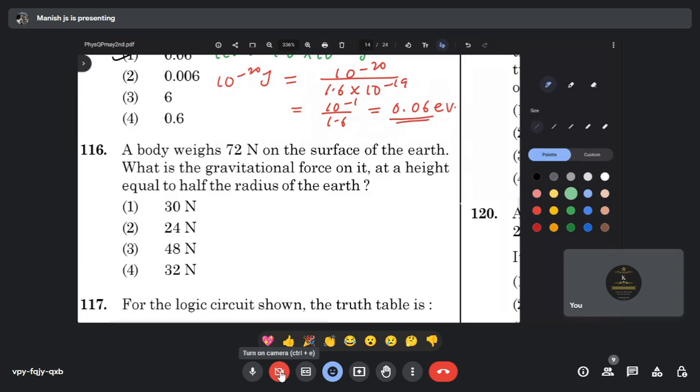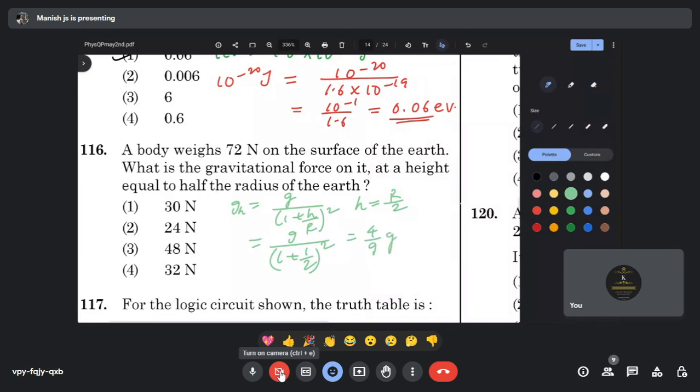Once you got the mass, then you find out what is the acceleration due to gravity at a certain height above the surface. You use the relationship g_h is equal to g R_E square by (R_E plus h) square, which is nothing but g upon (1 plus h upon R) the whole square. So h is nothing but R by 2, as per the given situation. If you put R by 2, you would get 1 by 2, R would get cancelled off. So it is g upon (1 plus 1 by 2) the whole square.